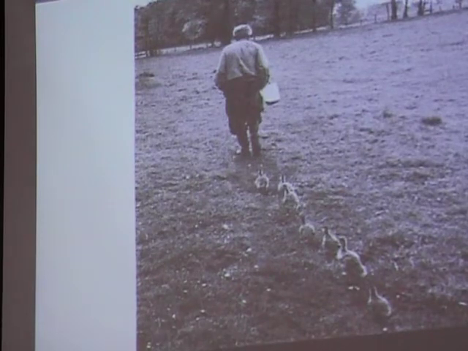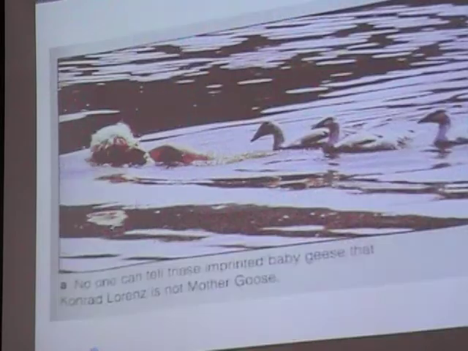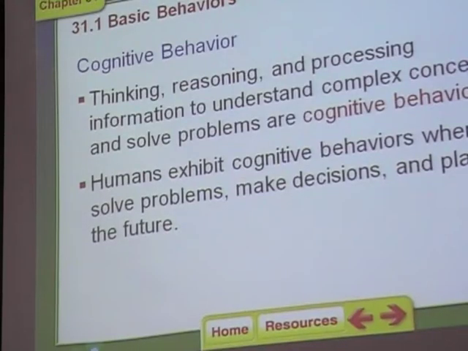And when they hatched, if he moved the red ball around, they would follow the red ball and not their mother, even if they're shown their mother later. So these things are born with a tendency to imprint on anything that they see that's moving around. Would they follow even if they weren't getting food? Yeah. No one can tell these imprinted baby geese that Conrad Lorenz is not Mother Goose. Isn't that strange? So that's another form of learned behavior, imprinting. It's kind of a combination of learned and inborn.